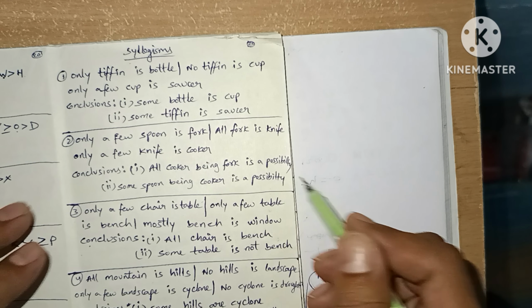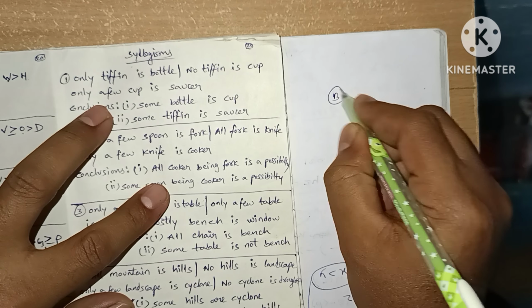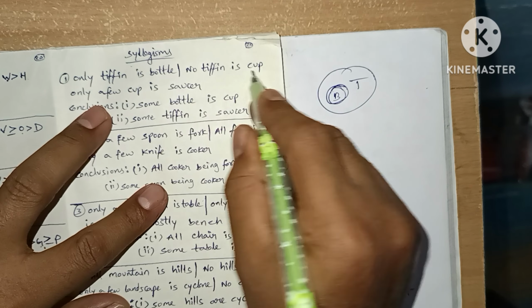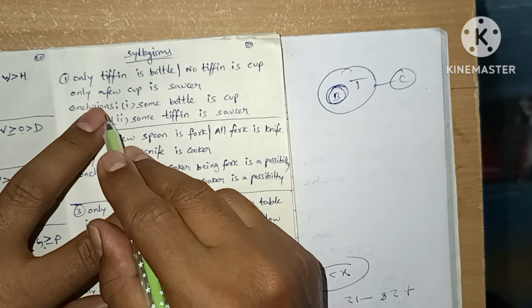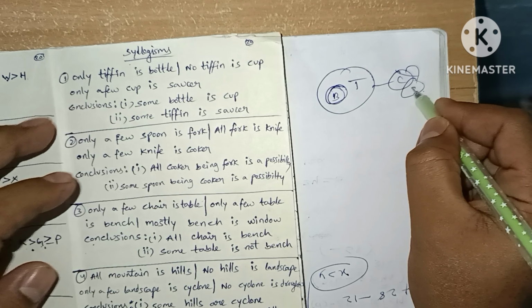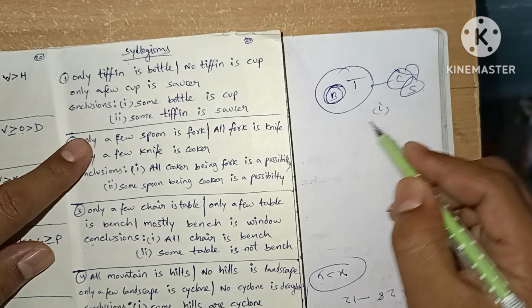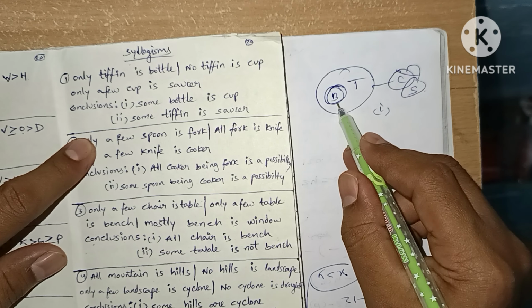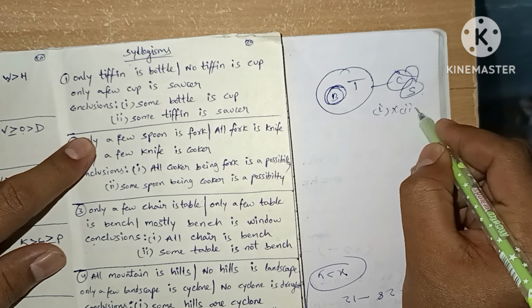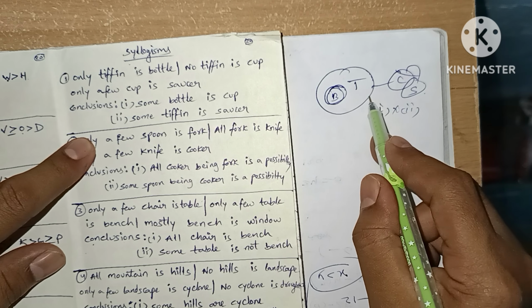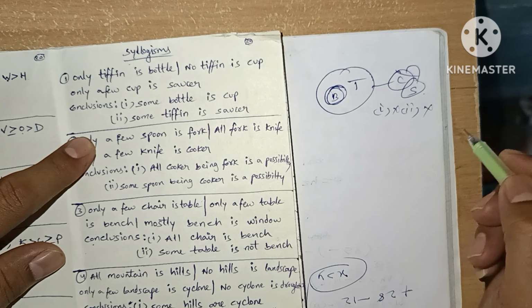These syllogisms questions. Only tiffin is bottle. Means bottle, tiffin. No tiffin is cup. Only few cup is saucer. Let's see conclusions. Some bottle is cup. Some bottle cup false. Second one. Some tiffin is saucer. Tiffin saucer direct conclusion false.